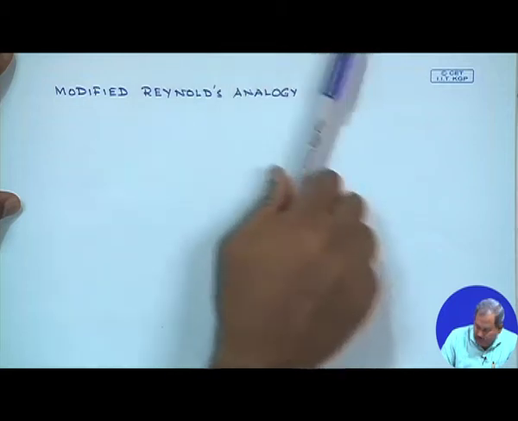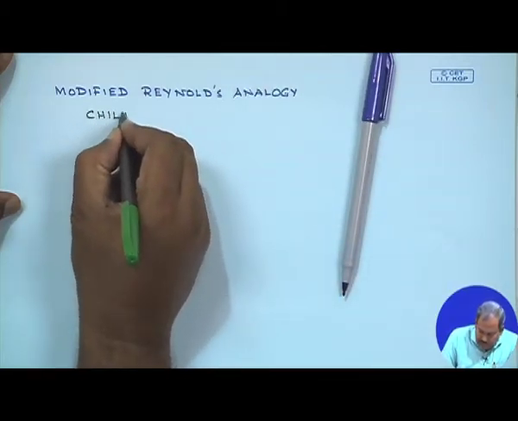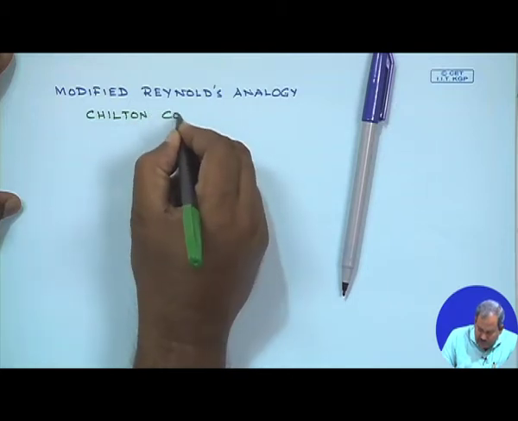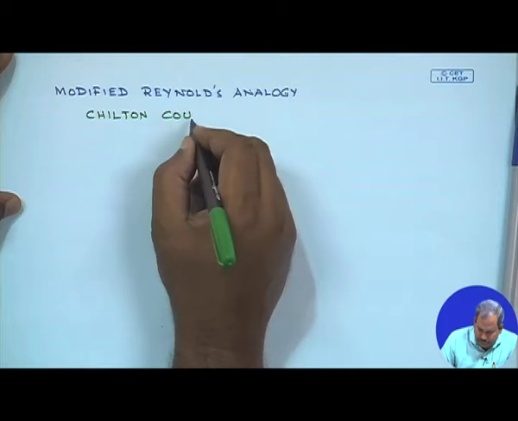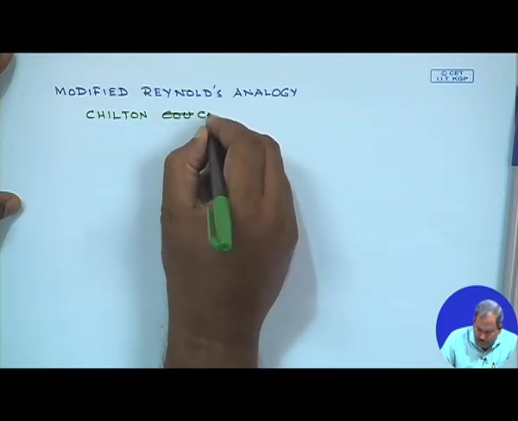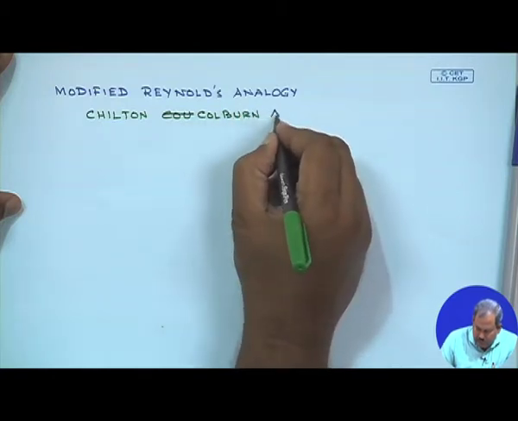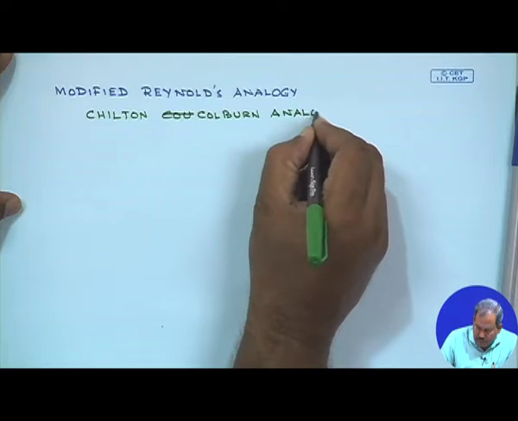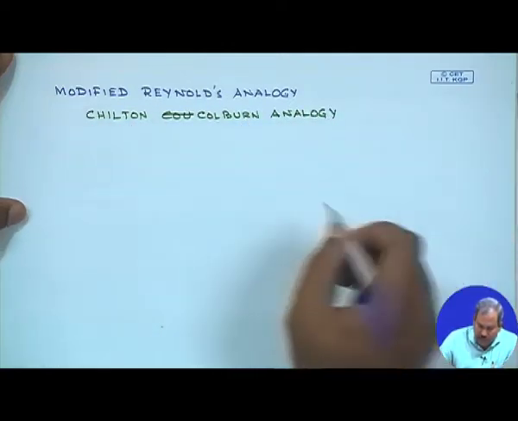It is also called the Chilton-Colburn analogy. Both are same, the modified Reynolds analogy or Chilton-Colburn analogy.